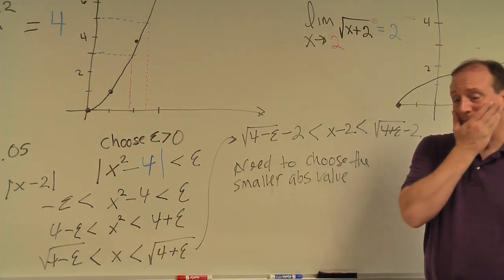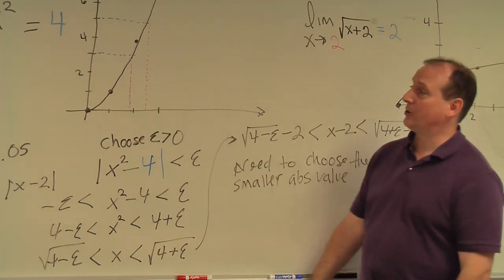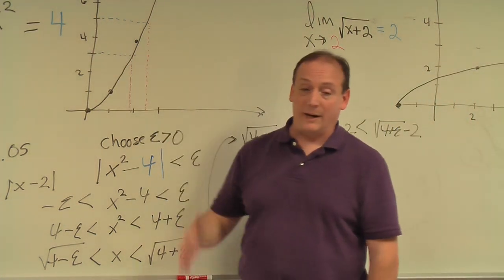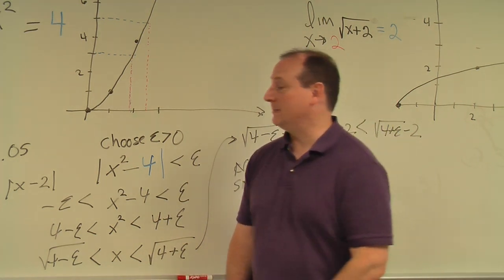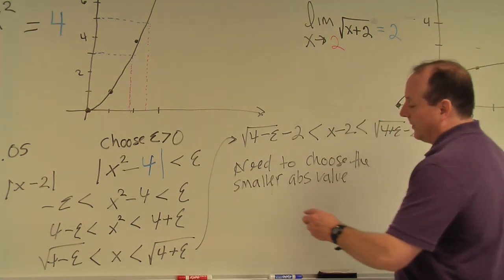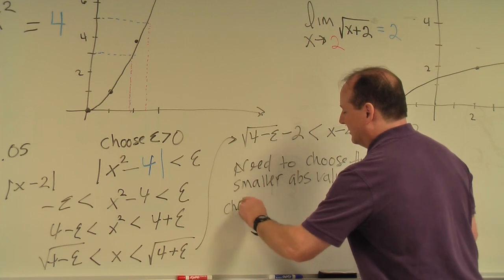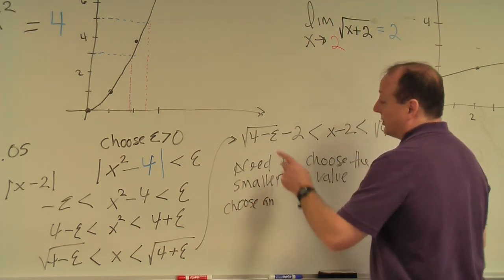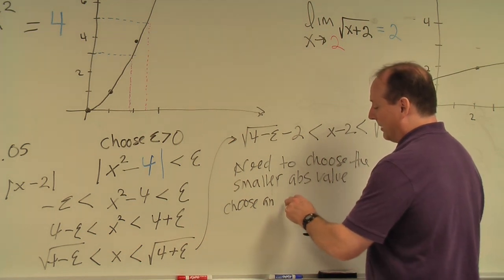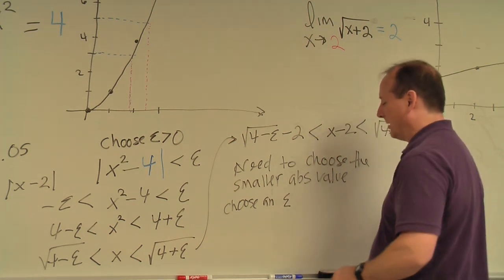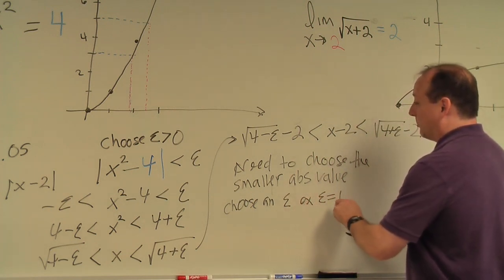One way to do that is to simply plug in a number. Okay? I told you guys, for example, here that I picked an epsilon of 1, right? So one way that you can do this is choose an epsilon, and then see which one has the smaller absolute value. Okay. So my example is I let epsilon equal 1.